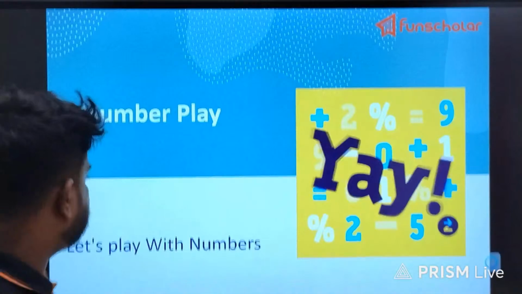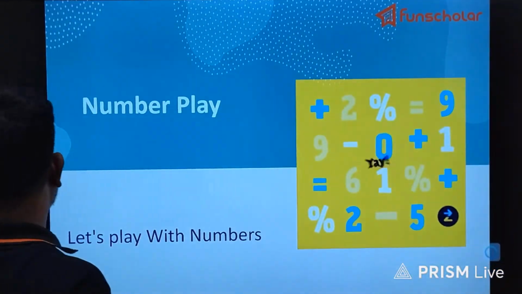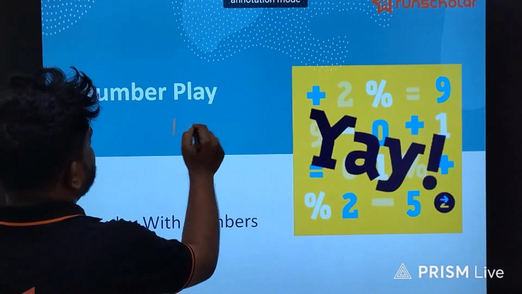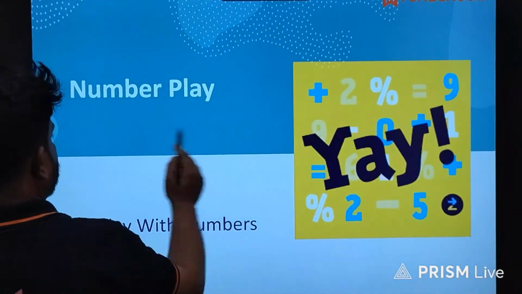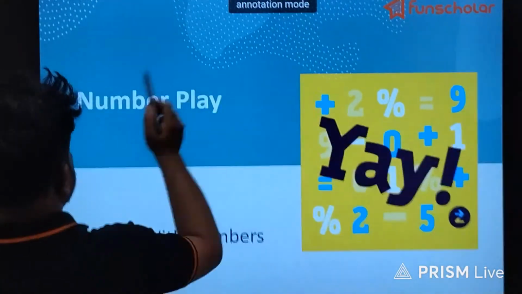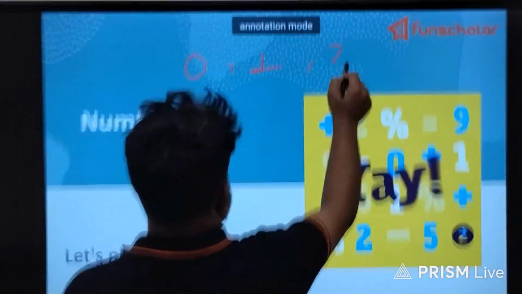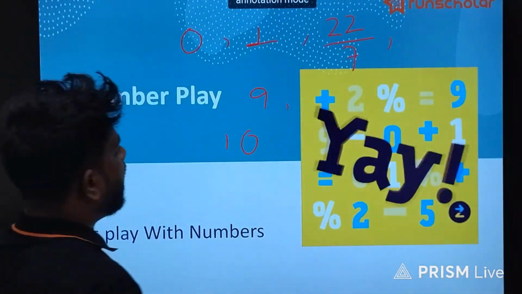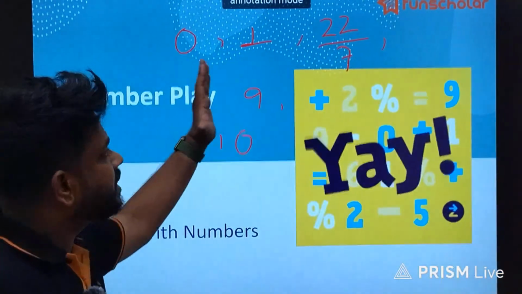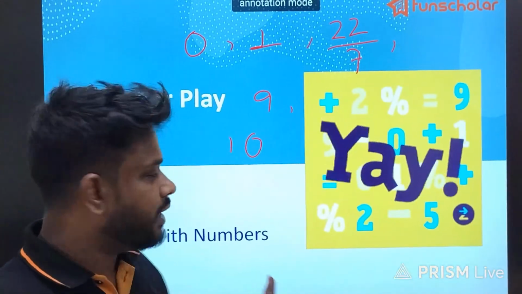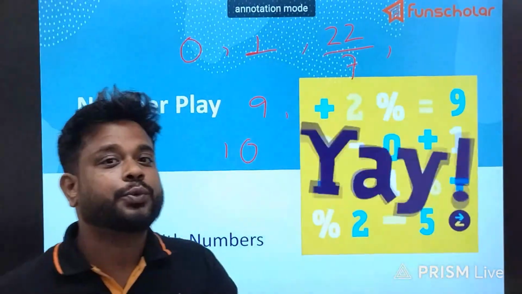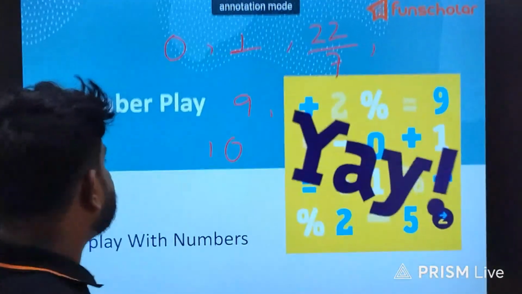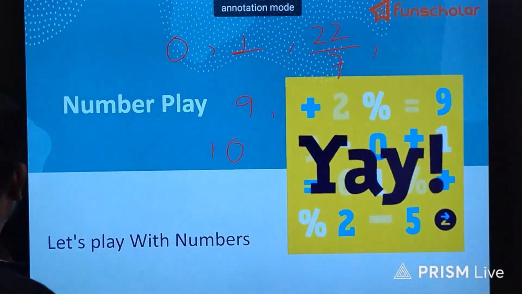Okay, so let's start. The chapter name is Number Play. First, tell me, what are numbers? The numbers are basically... I have written down some examples of numbers. Okay, so they are all numbers. Now we are going to play with these numbers and learn the chapter called Number Play. Okay, so let's start.